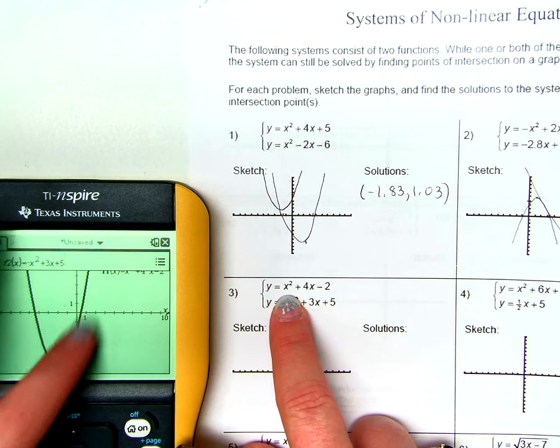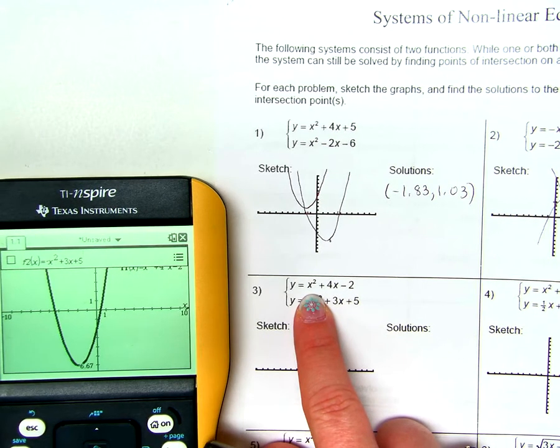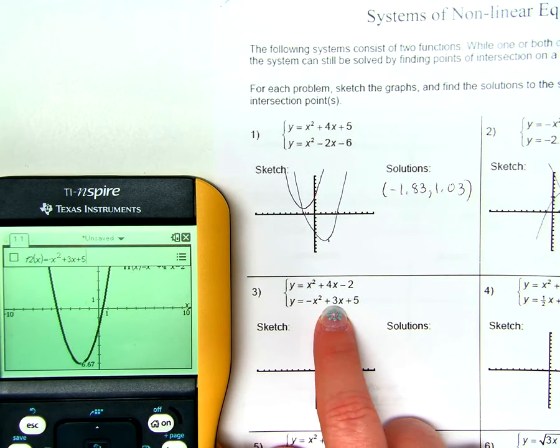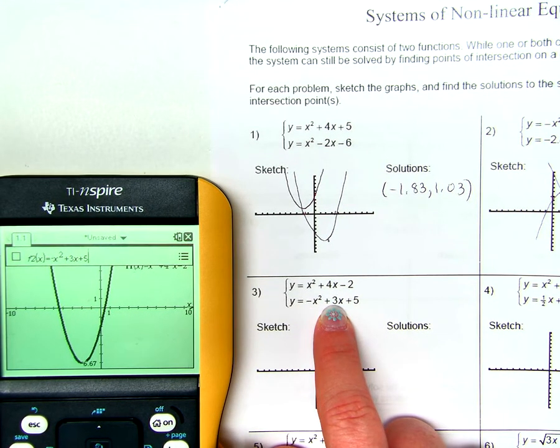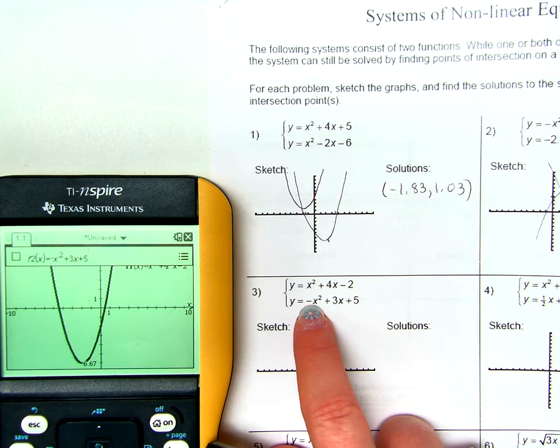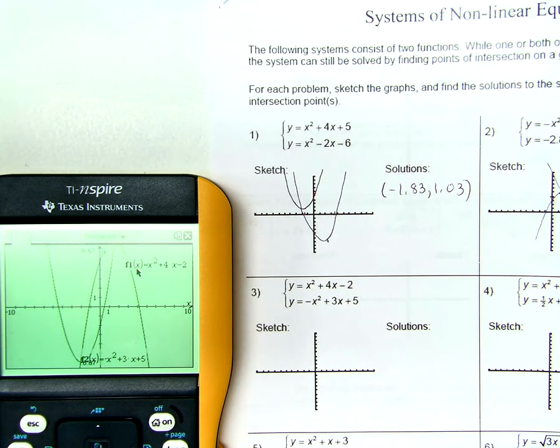Now, first one we didn't talk about real quick. Hopefully you knew that was going to be a parabola. Second one, what shape is that going to be? Hopefully you realize that it's going to be a parabola, but it's going to be opening upside down. Okay, so we do have 2 parabolas here.